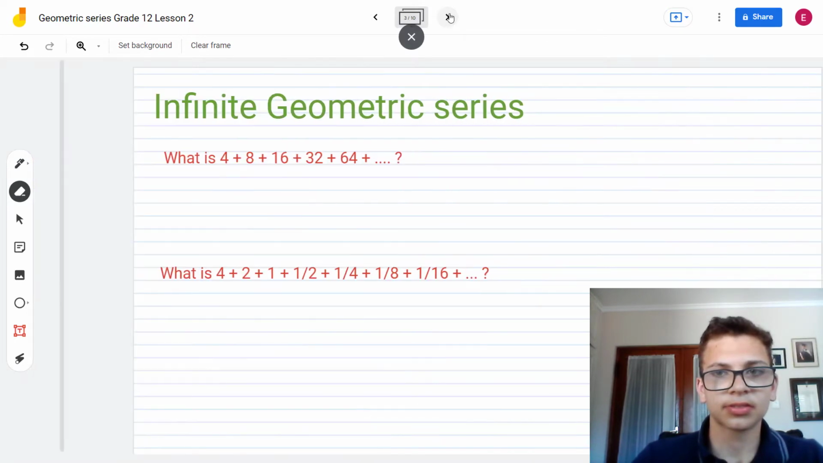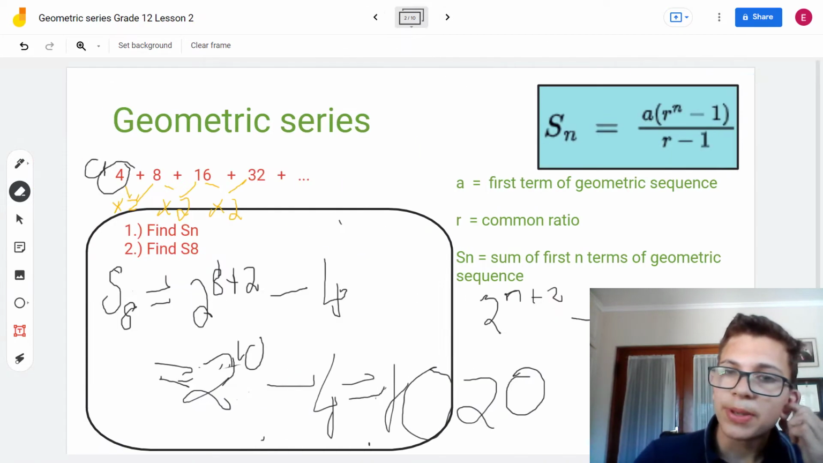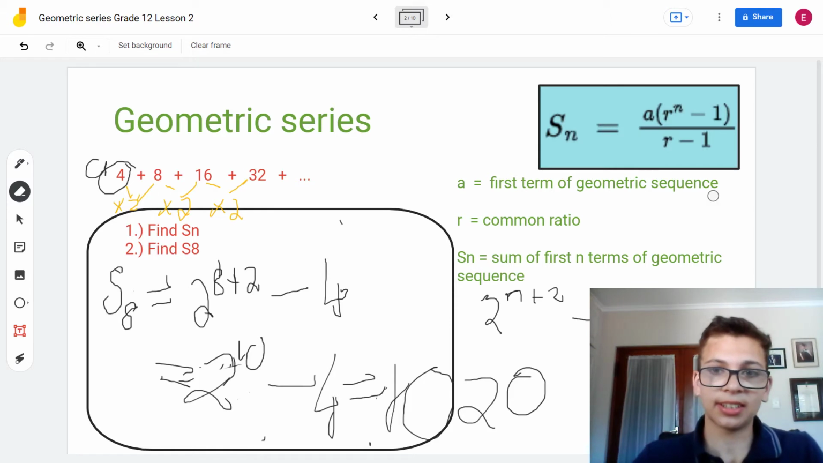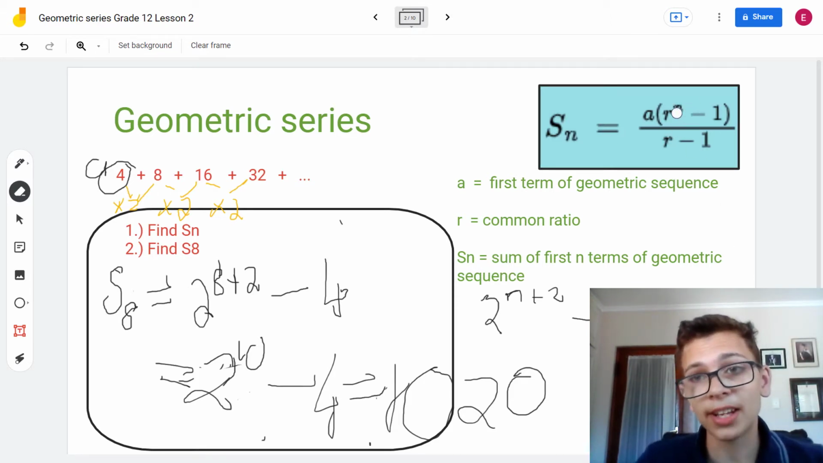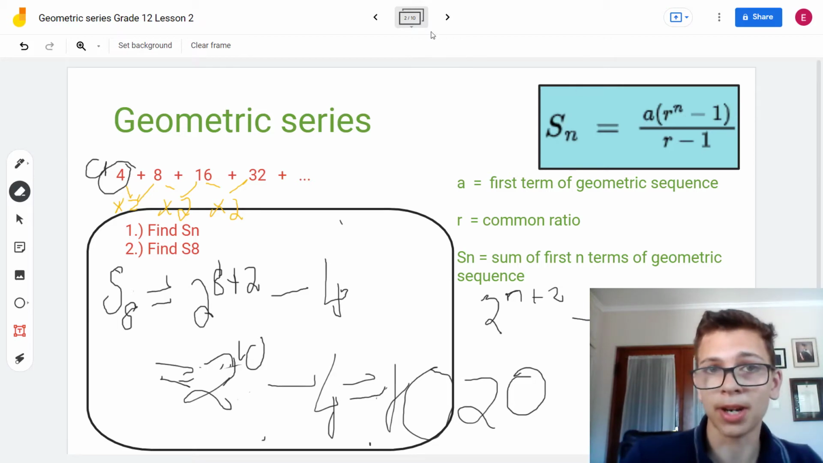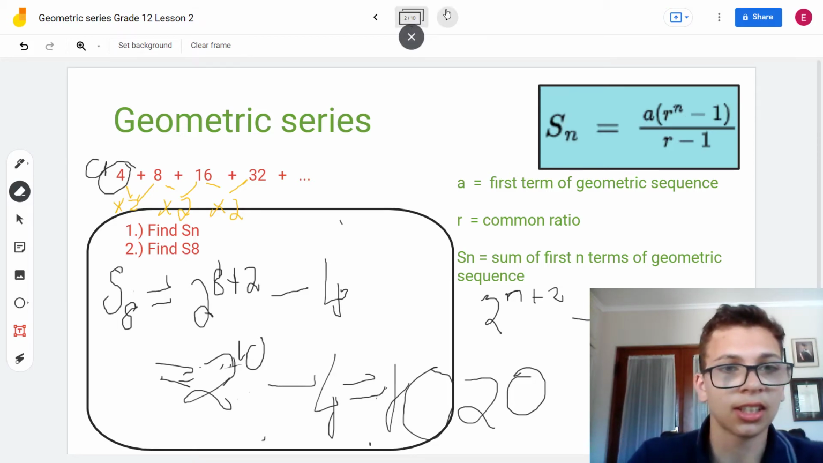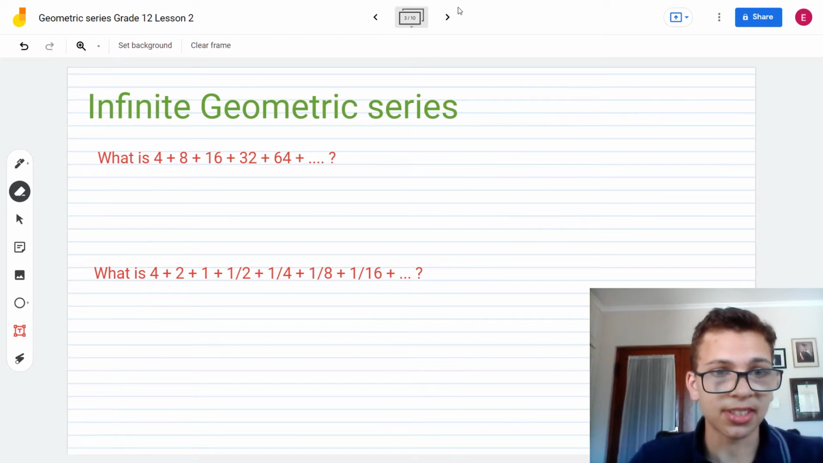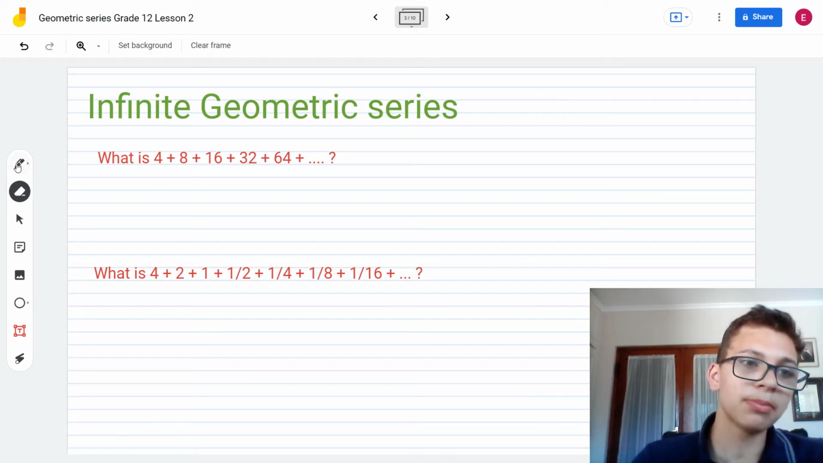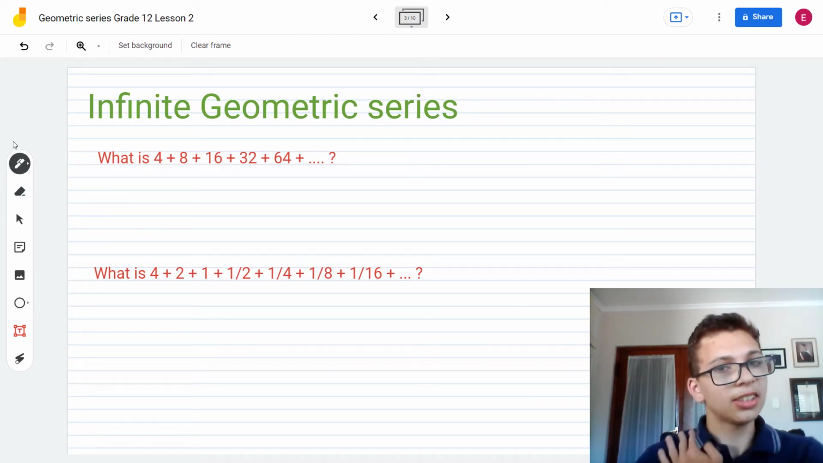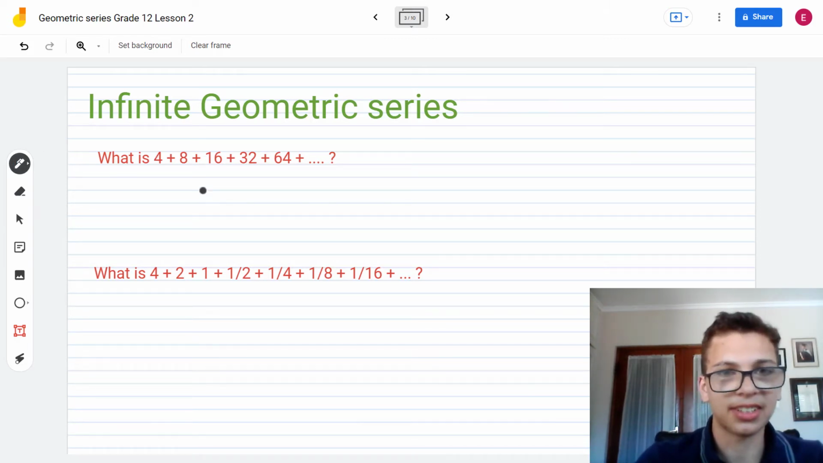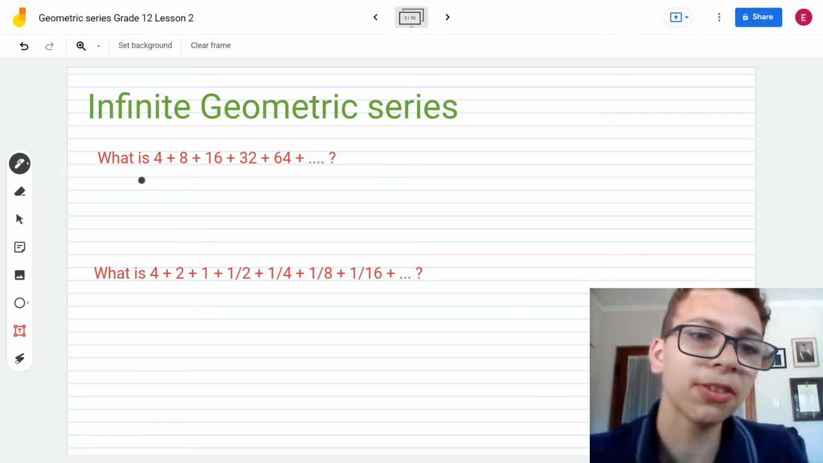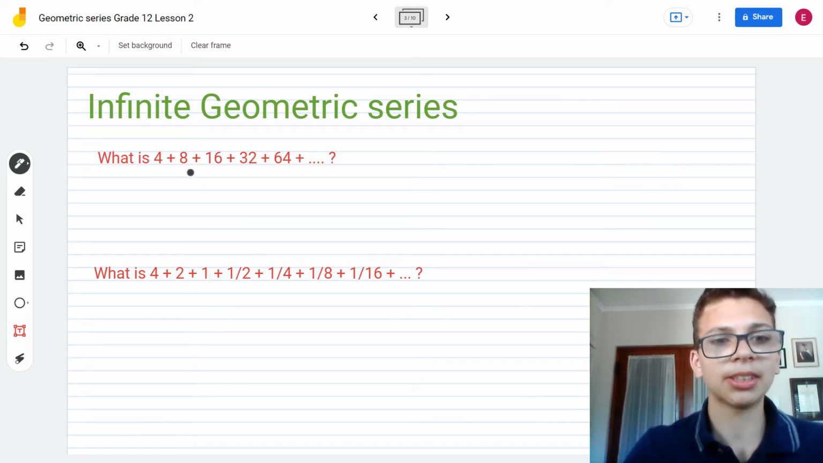Now, that will be geometric series, right? Just remember this formula as Sn equals A times R to the power of n minus 1 over R minus 1. Now, what about infinite geometric series? Well, that's a bit tougher, and let's look at some examples of what types of infinite geometric series there are. The first one is, what is 4 plus 8 plus 16 plus 32 plus 64 and so on, right?